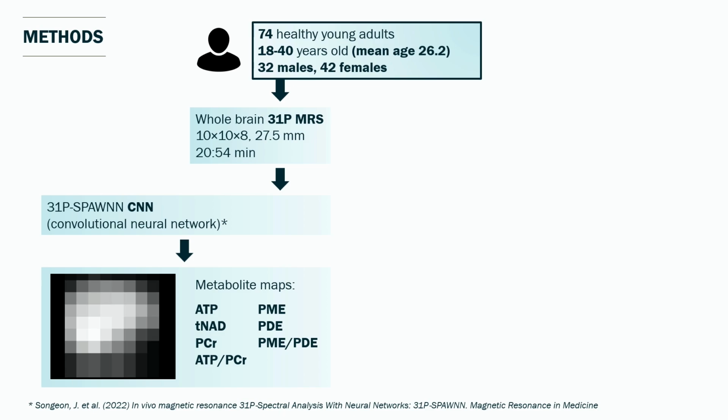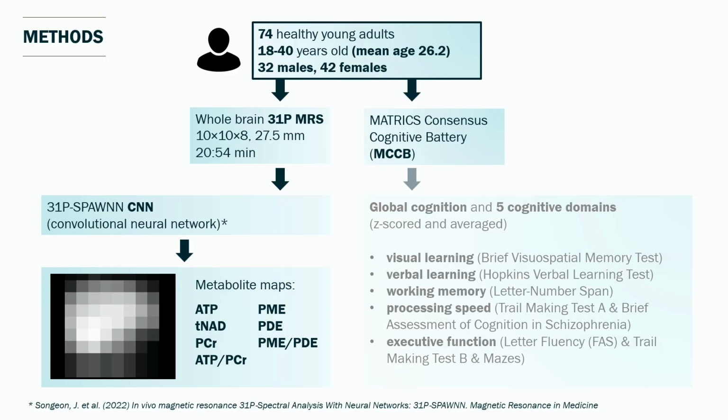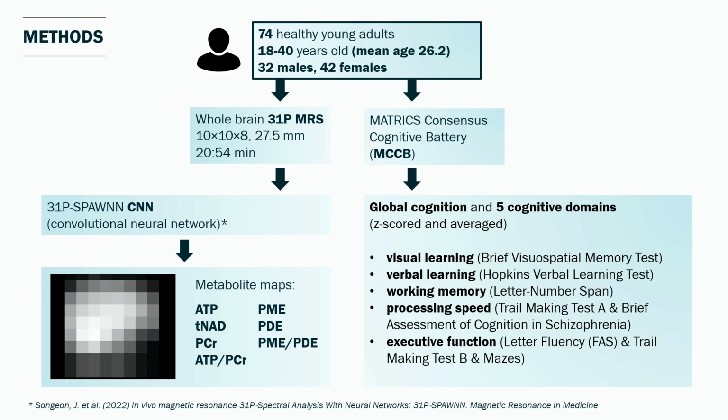So in the end, we had 7 metabolites or metabolite ratios, which can give us a different insight into brain metabolism. Simultaneously, all the participants completed the MATRICS consensus cognitive battery. Out of several tests, we got 5 cognitive domain scores: visual learning, verbal learning, working memory, processing speed, and executive function, and also an average of all of these 5, global cognition, which were all assessed for correlations with metabolites.